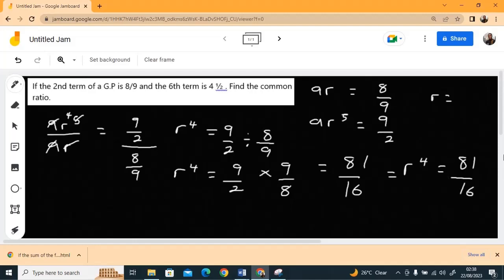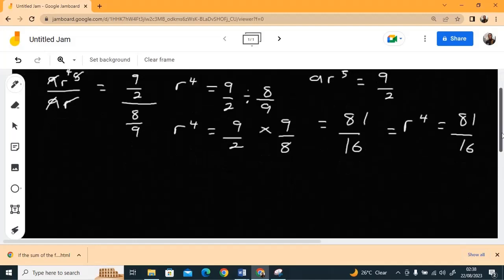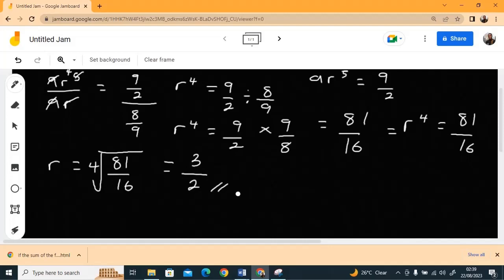So if you want to make r stand alone, you are going to say r equals the fourth root of 81 over 16. This raised to power 4 will cross it and become the fourth root. What number multiplied in 4 places will give us 81? That is 3. What number multiplied in 4 places will give us 16? That is 2. So your final answer is, your common ratio is 3 over 2.